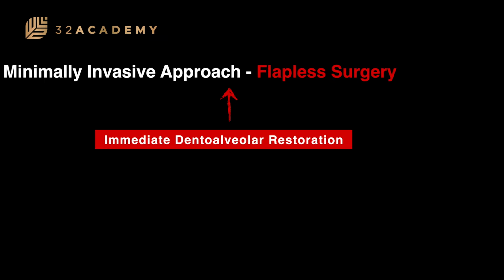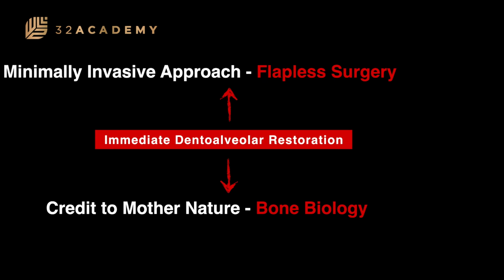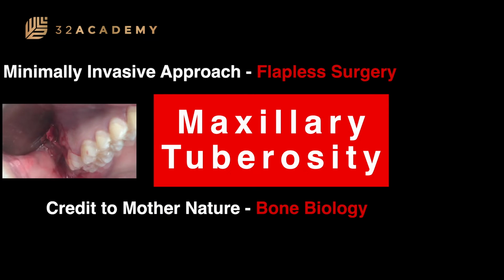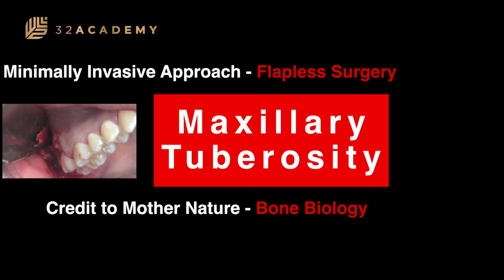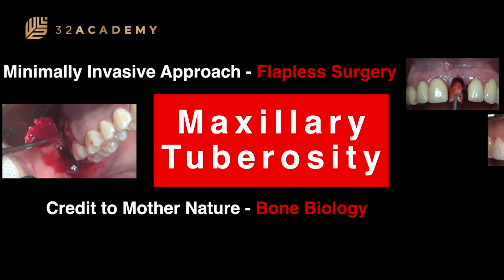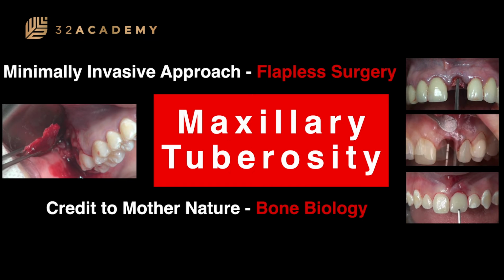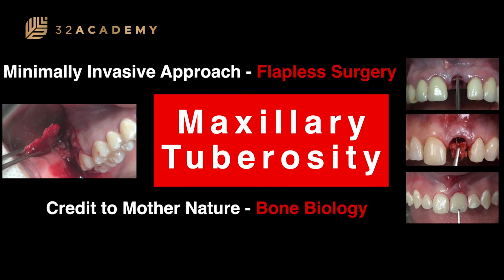This is a minimally invasive approach. This is a flapless surgery, but all credits go to mother nature. We take advantage of bone biology. We harvest bone graft from the maxillary tuberosity using chisels, like handle instruments, and we reshape the graft according to the defect configuration. We insert the block bone graft first to restore the wall plus particulate bone as a bone filler, and immediately after we finish this task, I install my provisional restoration.